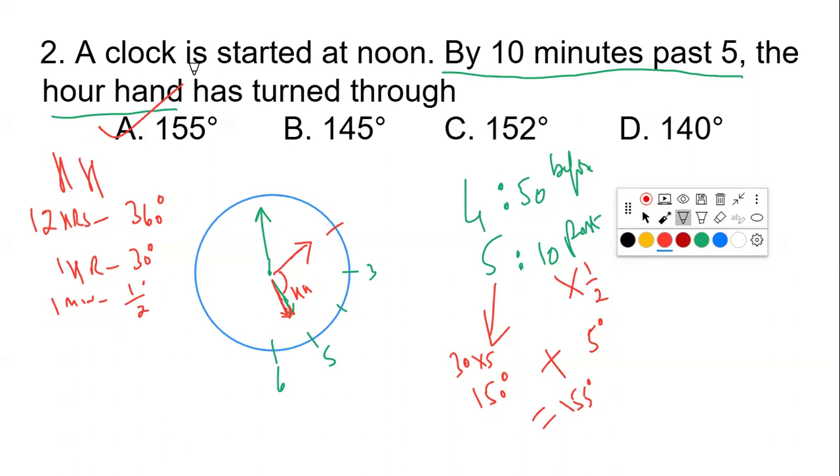Anybody has any questions? Yeah, Aslam, tell me. Sir, like we are counting since 12, so 12 to 5, so that is why 5 into 30, right? Yes, 5 hours from 12 o'clock. We always begin from 12 o'clock. Okay, sir, thank you.